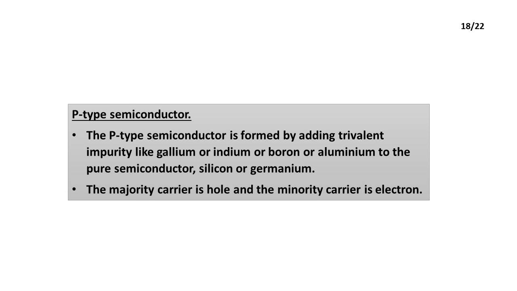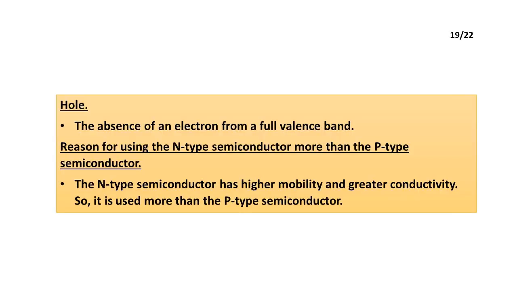P-type semiconductor. The P-type semiconductor is formed by adding a trivalent impurity like gallium, indium, boron or aluminum to the pure semiconductor silicon or germanium. The majority carrier is hole and the minority carrier is electron. Hole. The absence of an electron from a full valence band.